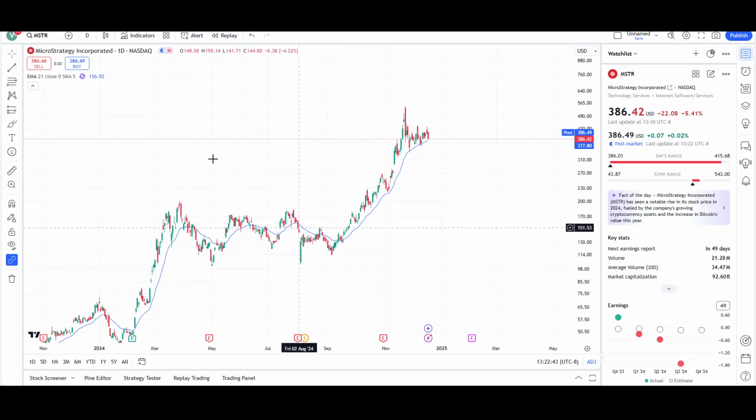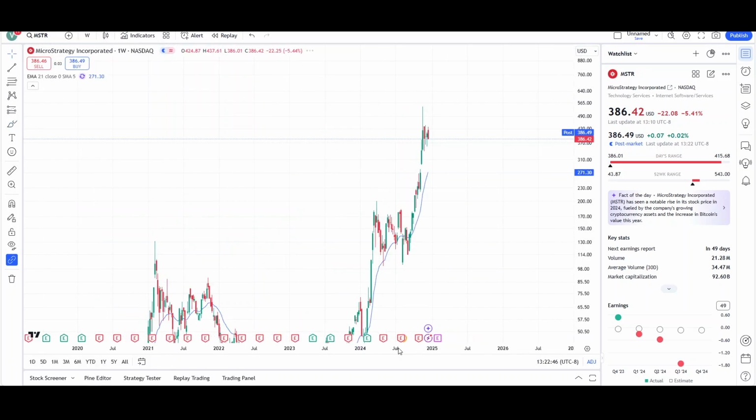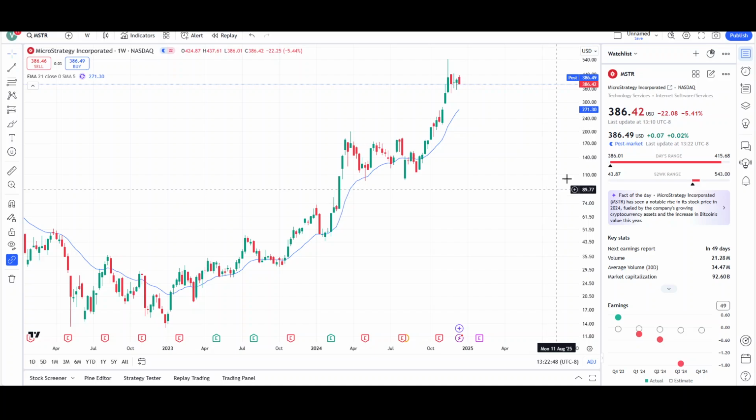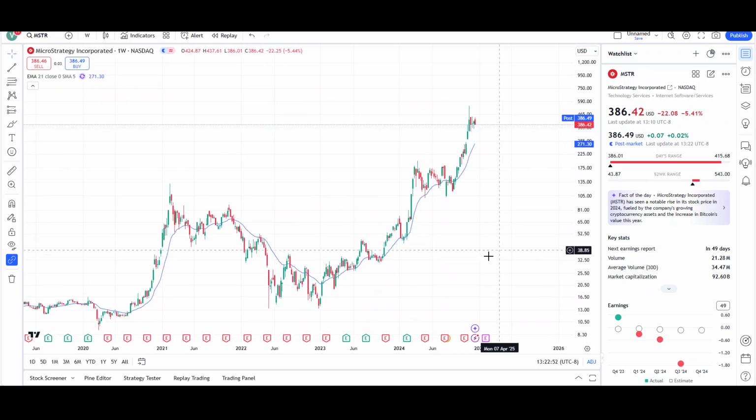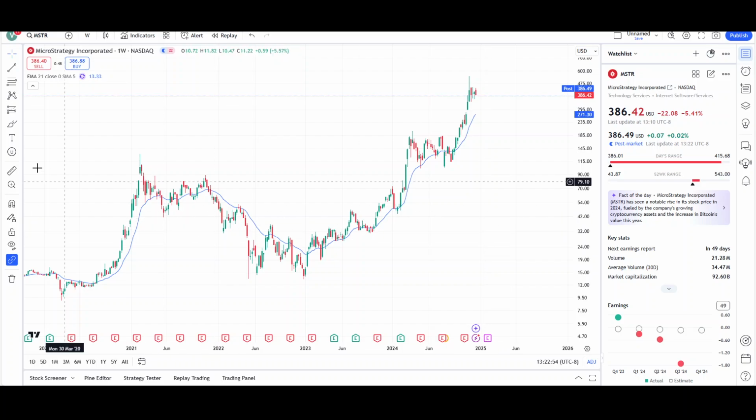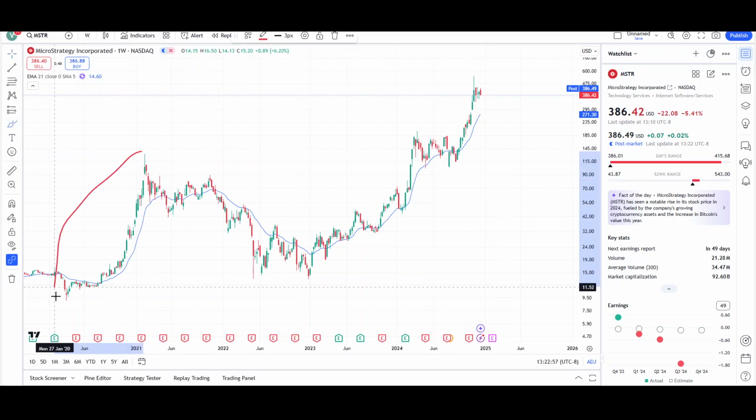Now let's take a look at the weekly chart. Here's a look at the weekly chart. A nice consolidation at the top of this impulse, which is a good sign. Most likely we'll see higher prices. Looks very similar to right about here in this bull market.